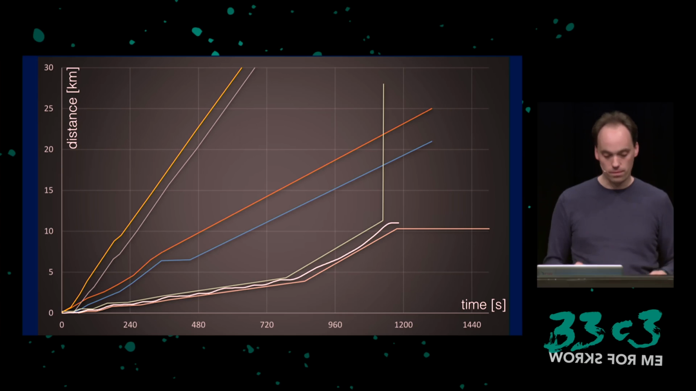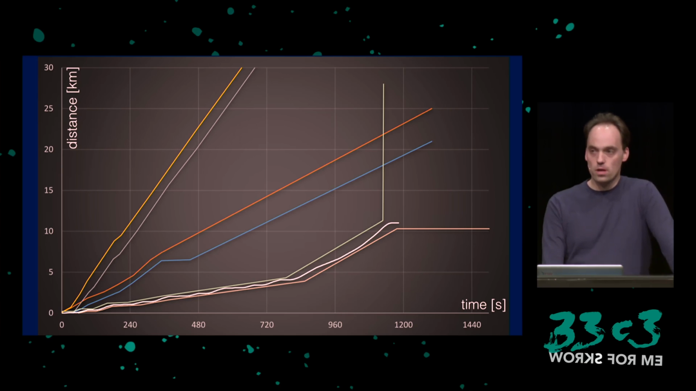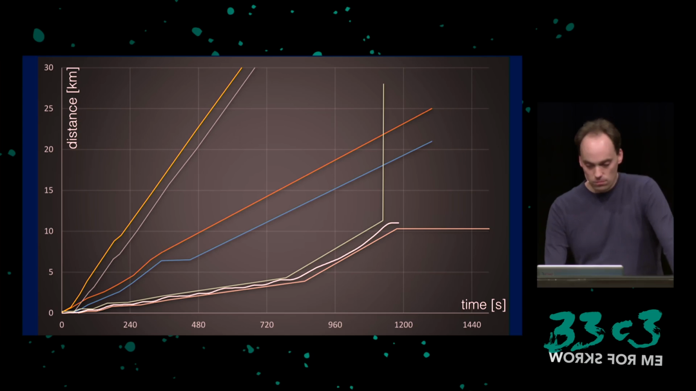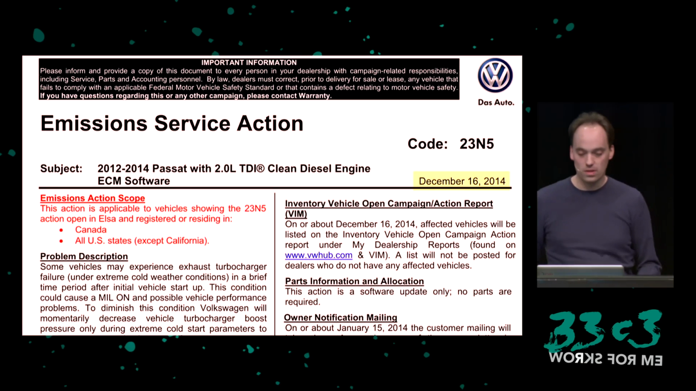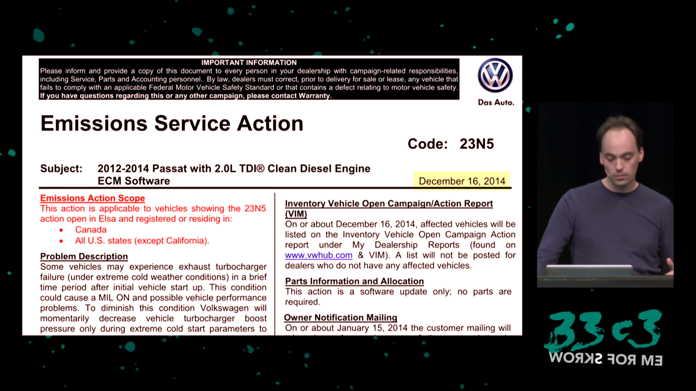So this was for my Touran. So I looked into what the other cars do. Especially, what do the cars in North America do? Because they're not using the NEDC. And I found something interesting, or someone sent an interesting document to me, that was this. It was an emission service action.